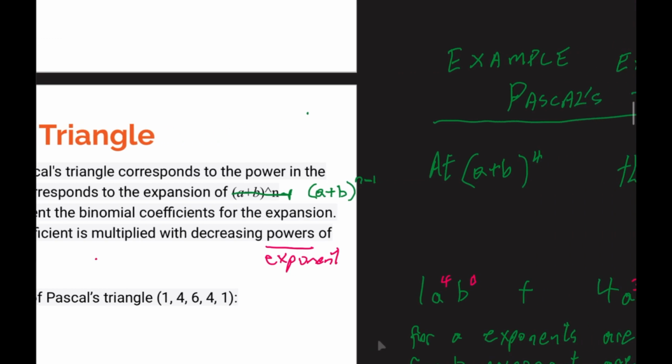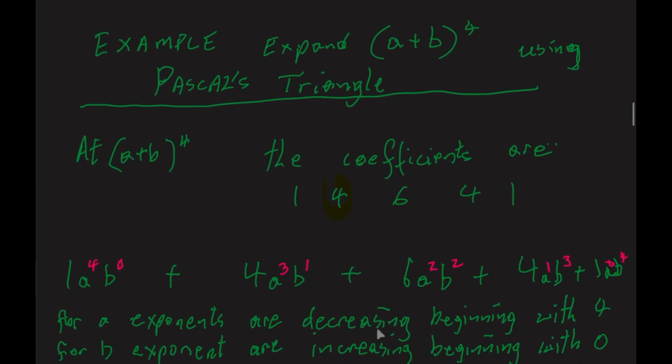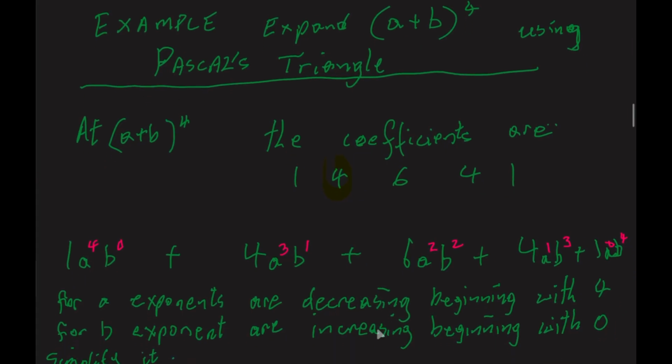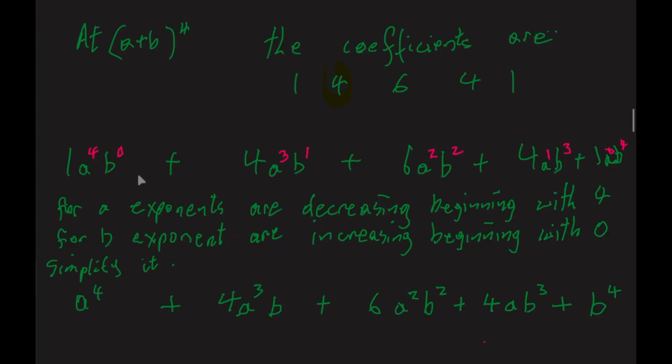So here's an example. Pretty much the same example, but written in a different way. We're going to expand a plus b to the 4th power using Pascal's triangle. So the coefficients here are 1, 4, 6, 4, and 1. First of all, you write the coefficients 1, 4, 6, 4, and 1.